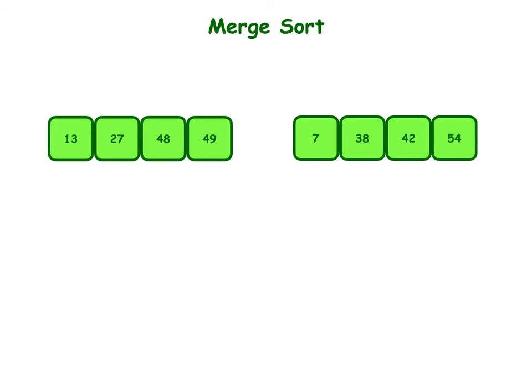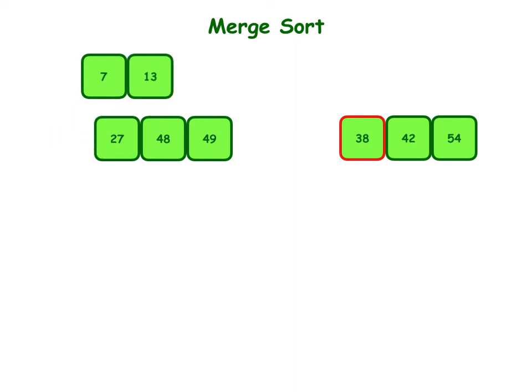So now we're going to merge these two sides together to create one completely sorted array. All right, starting with 13 and 7. 7 is the smaller of the two. Bring it up. Now we've got 13 and 38. 13 is the smaller of the two, so we bring it up. Followed by 27 and 38. 27 is the smaller of the two. Raise it up. Next, 38 and 48. 38 is the smaller of the two.